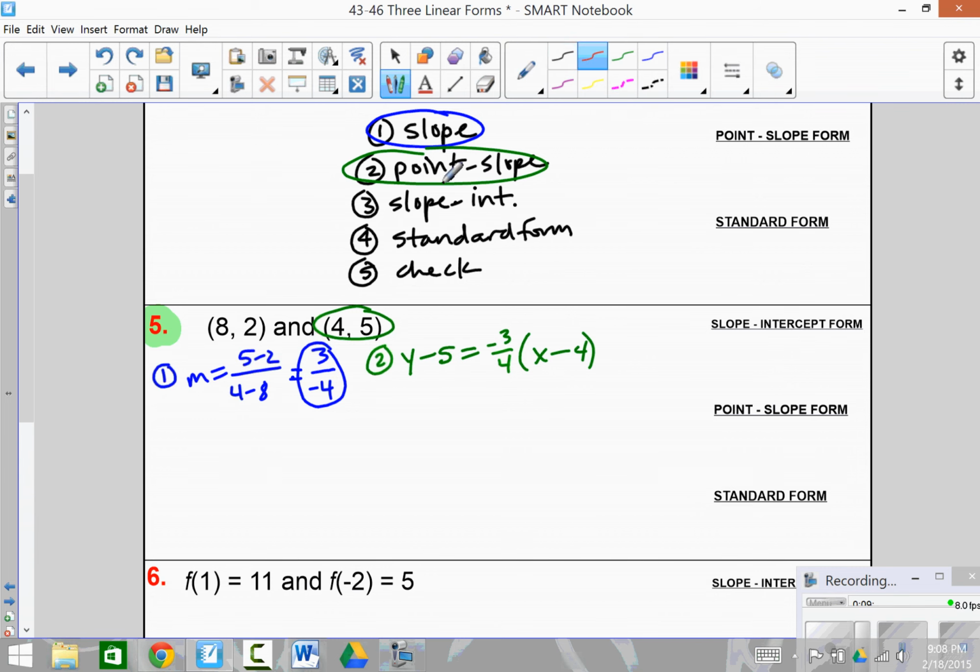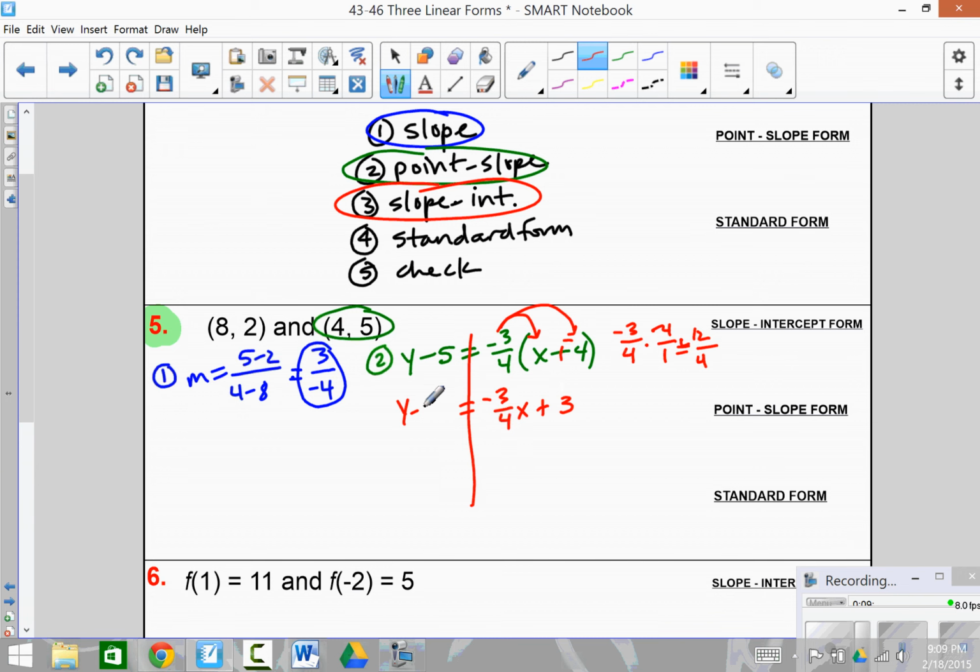Third one, let's go ahead and rewrite this in slope intercept form. Okay, so we're going to go ahead and distribute. Negative 3/4 times x is negative 3/4 x, plus negative 3/4 times negative 4. I know it's going to be positive because a negative times a negative is positive. Let's do some work off to the side here. Times negative 4 over 1. 3 times 4 is 12. And 4 times 1 is 4. 12 over 4 is 3. So I know this is a positive 3 because a negative times a negative is a positive.